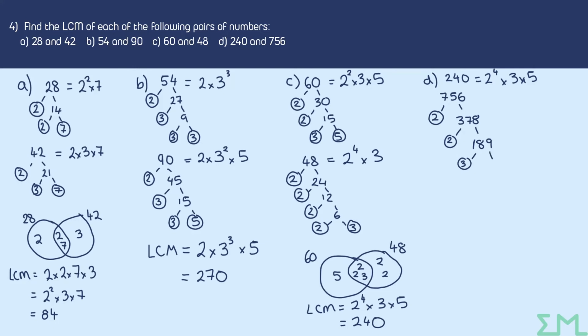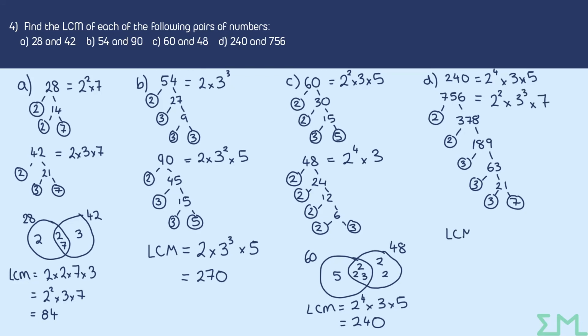So 3's into 18 goes 6, 3's into 9 goes 3, 3 goes into this again, 21, and we have another 3 and a 7. So 756, we have 2 2's, so 2 squared, 3 3's, 3 cubed, and a 7.